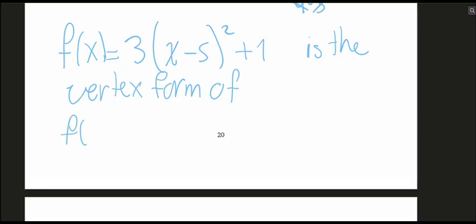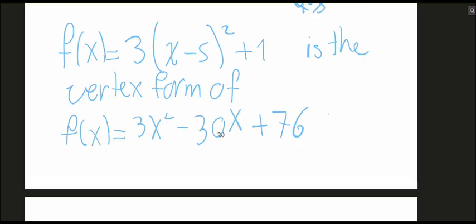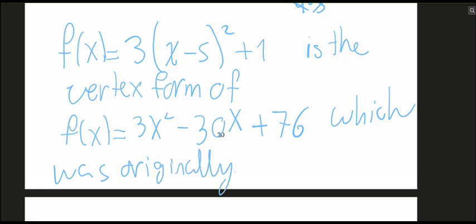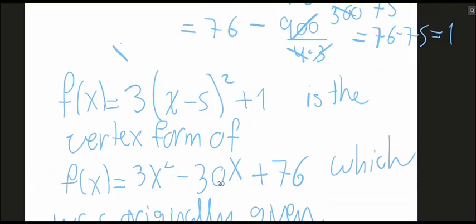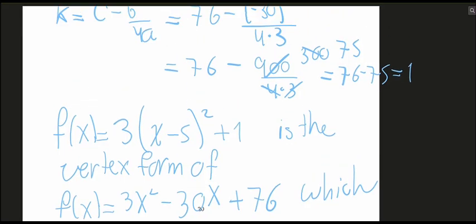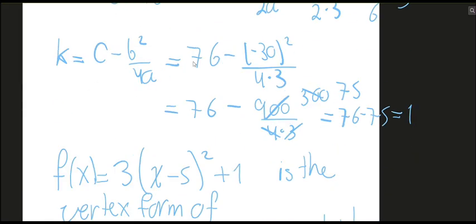of f of x equals 3x squared minus 30x plus 76, which was originally given. And you're welcome to distribute the parentheses here if you'd like, to see that this is in fact equivalent to the old school given one. Okay, that's over and done with.